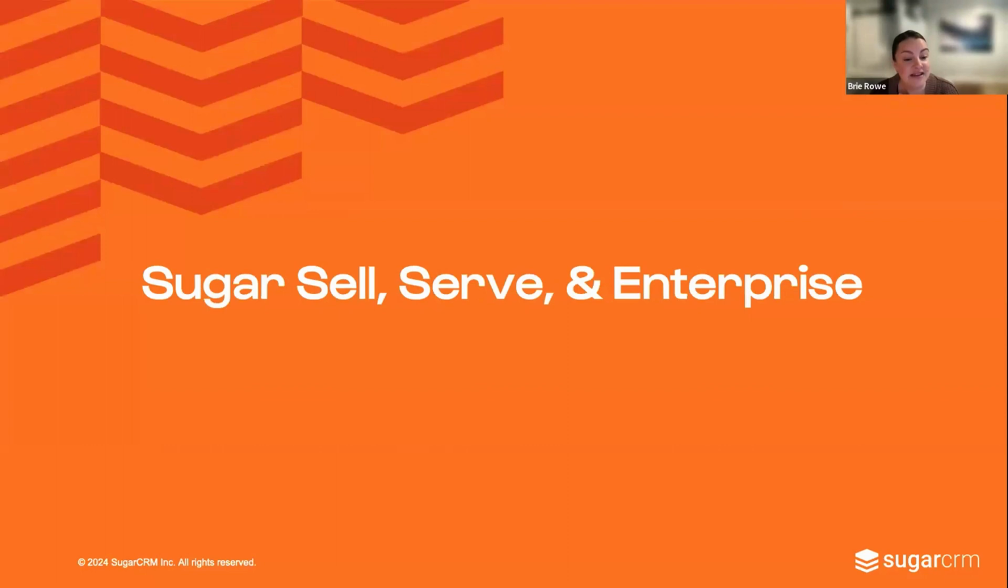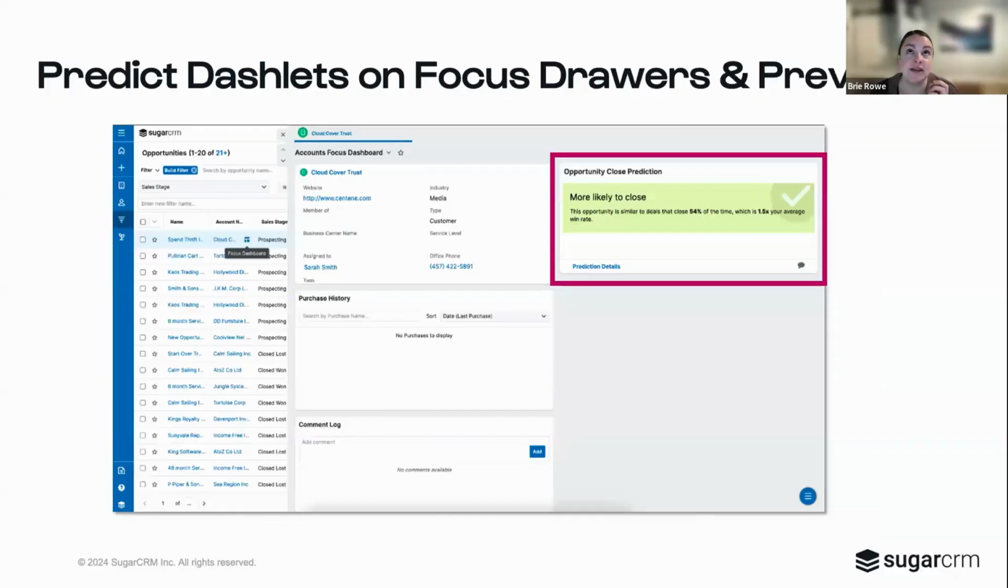Moving into the next set of products, I do have Enterprise listed there, but we're primarily looking at Sugar Sell and Sugar Serve. I will call out there are some differentiators between the different Sell editions that we have. So if it is specific to one of the Sell editions, I'll be sure to call that out so that you're aware of which edition it's available in.